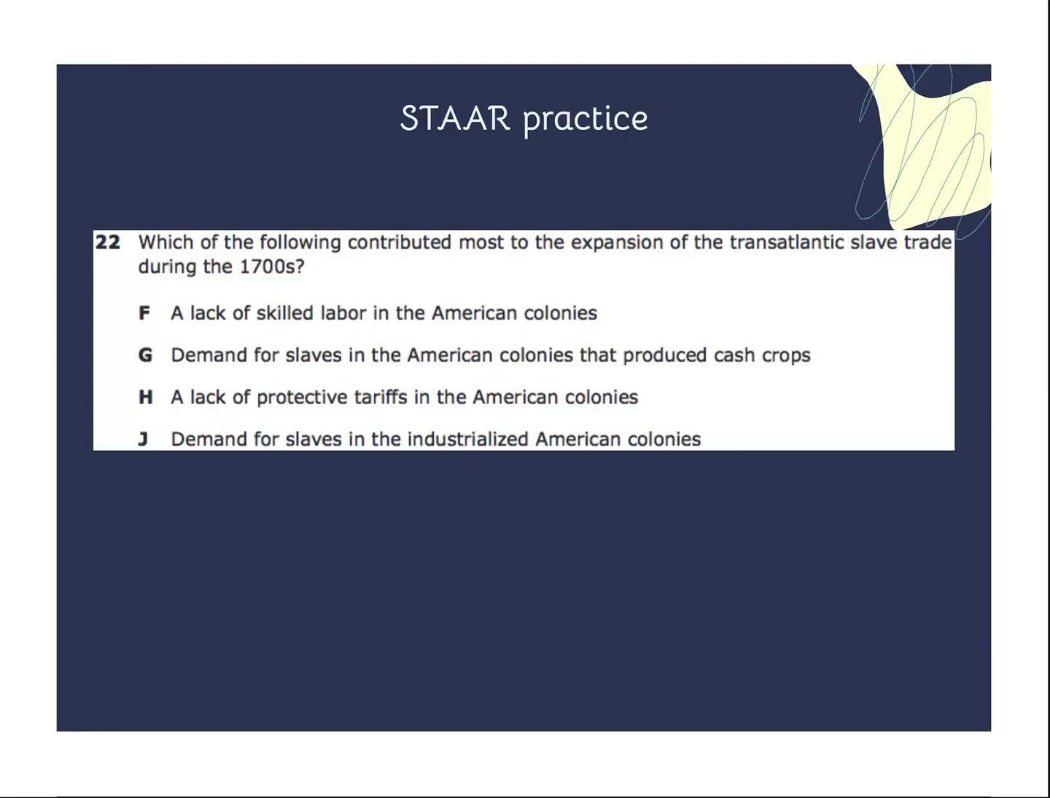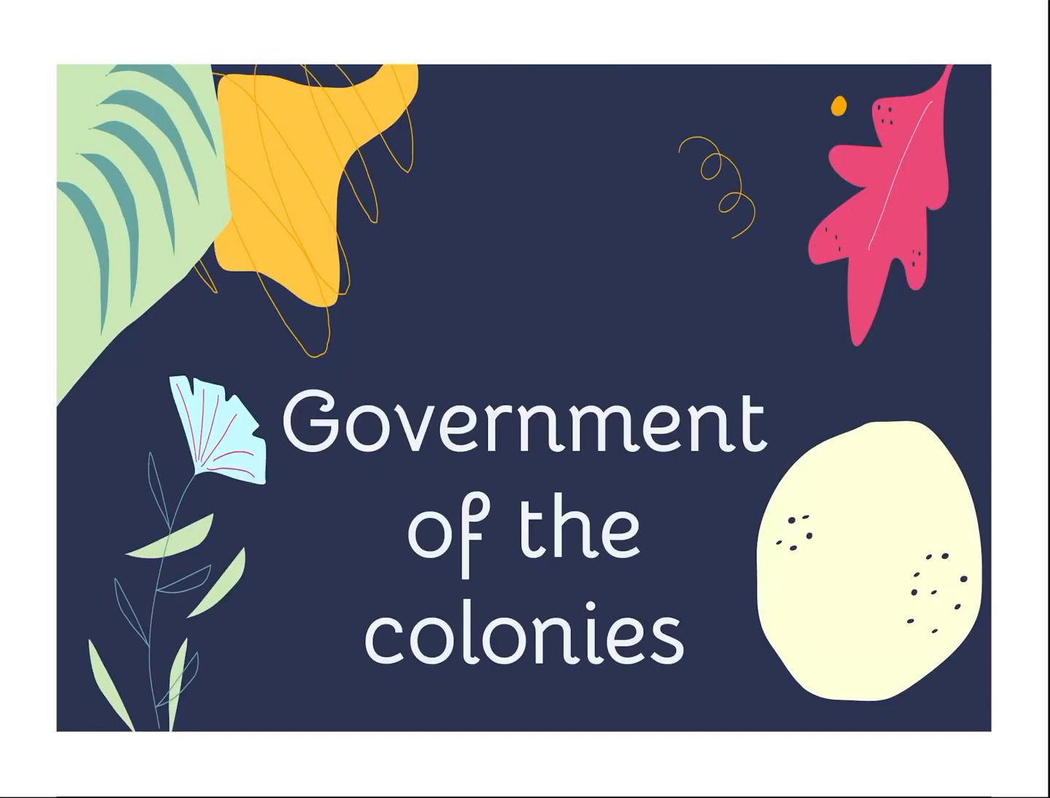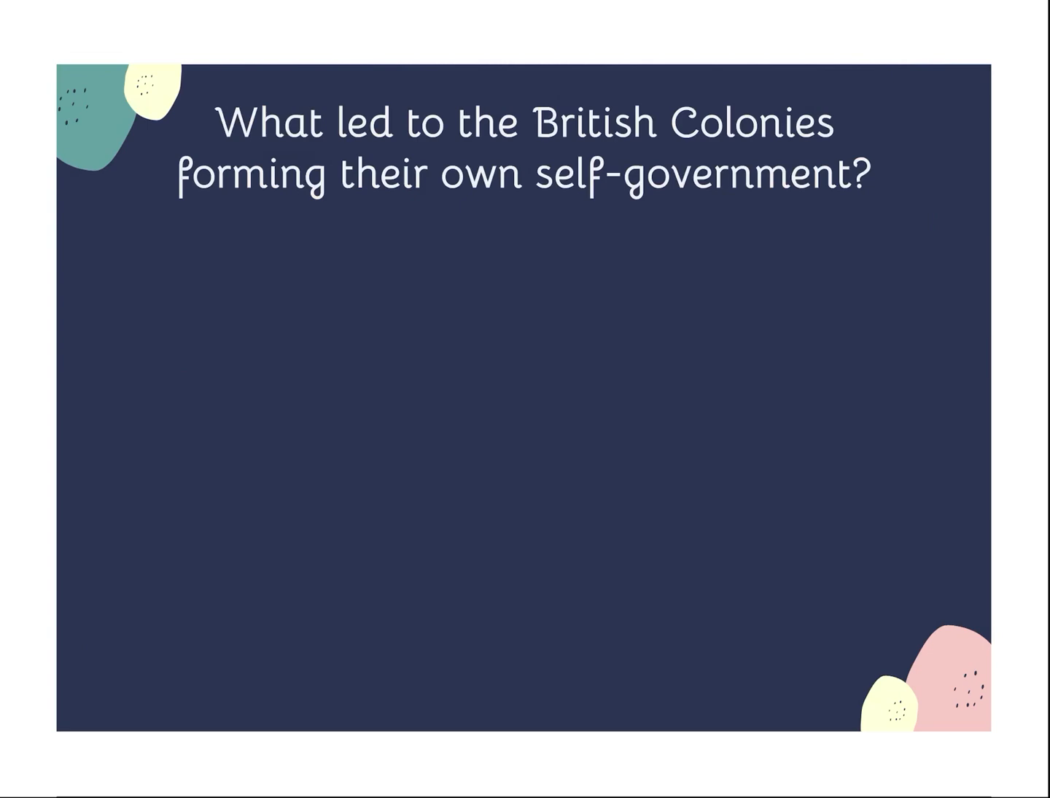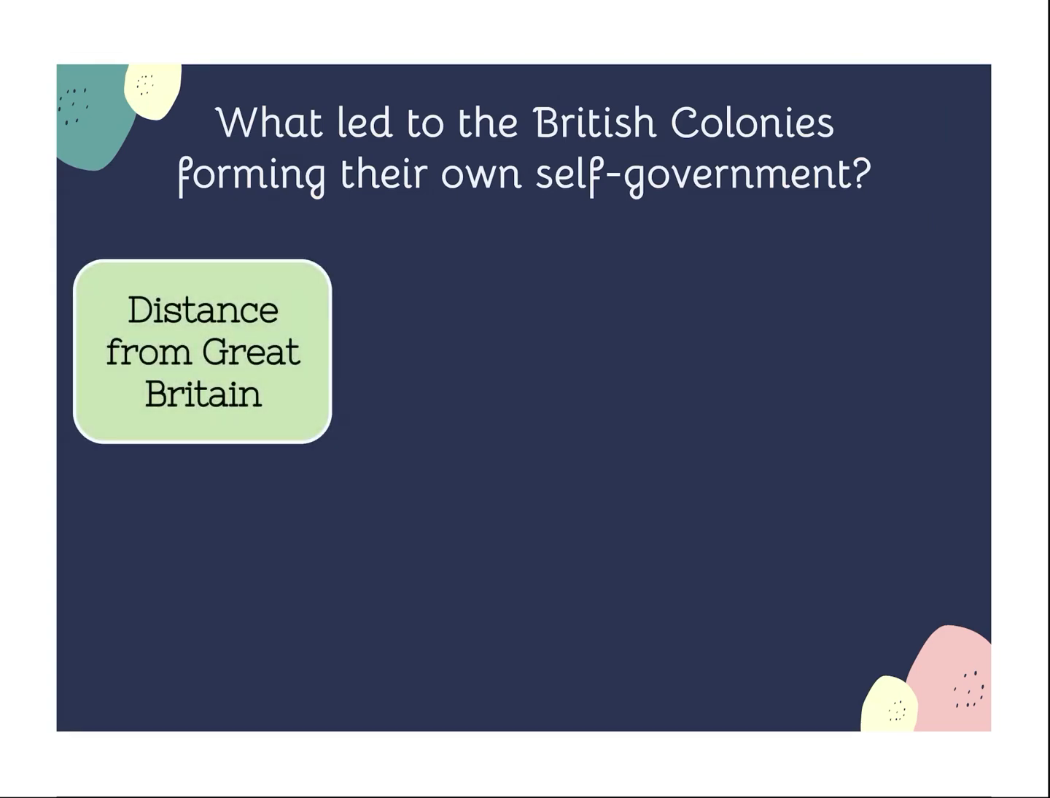So here's a star question. Government of the colonies. What leads the British colonies to forming their own self-government? Now, if I were to walk outside the classroom right now, out to where you could see me from outside, and I have one kid in class that I'm texting to give them directions, how well is that going to work? Because that's exactly what the British colonies were doing. Great Britain was sending mail to the colonies to try to tell them what to do, when that would take months and months and months. So their distance from Great Britain is going to help the colonies form self-government because they need to.